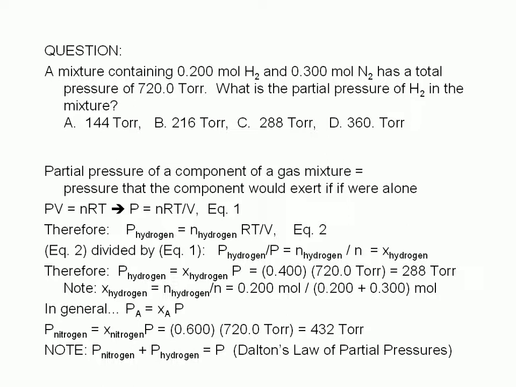Note that because mole fractions add up to 1, partial pressures of components of a mixture add up to the total pressure. In the case we have here, the partial pressure of hydrogen is 288 torr. The partial pressure of nitrogen is 432 torr.